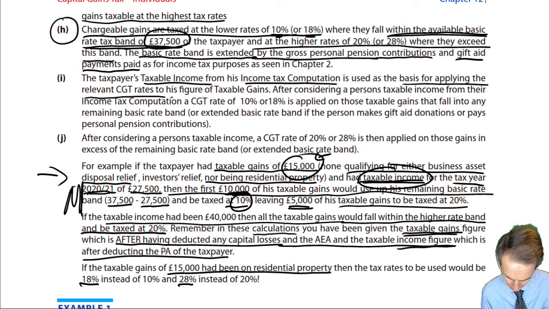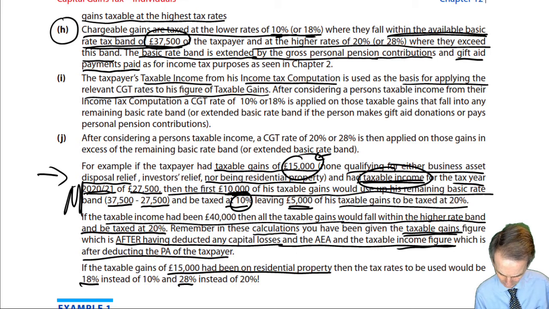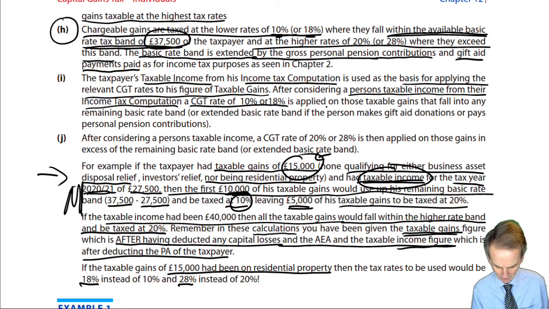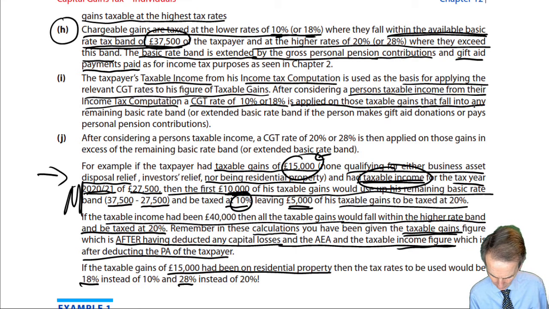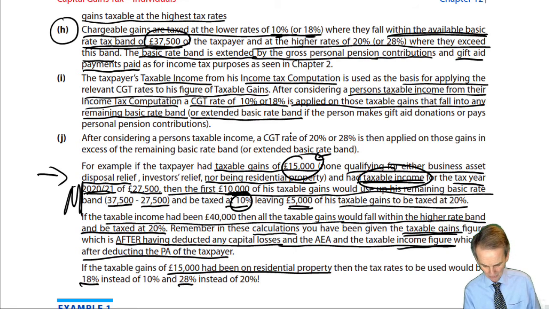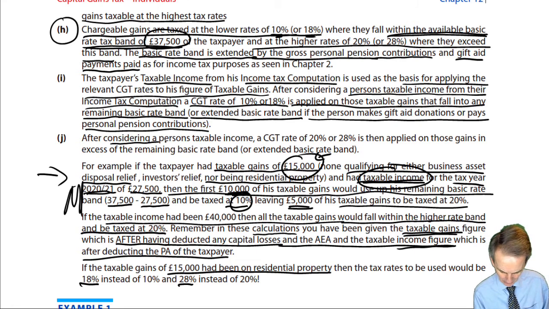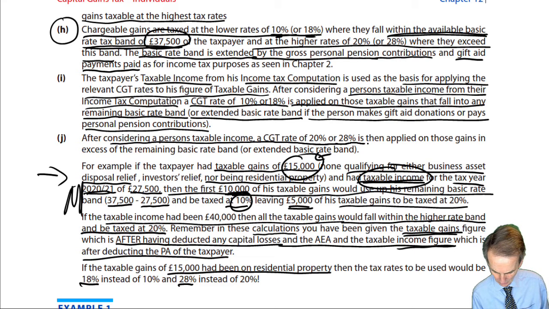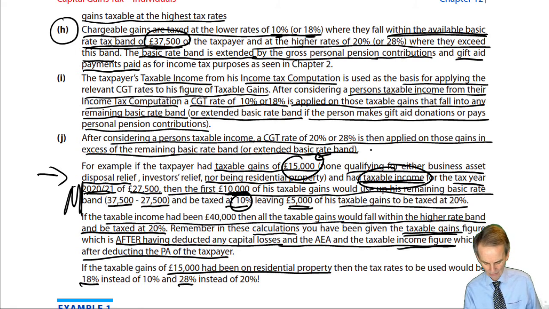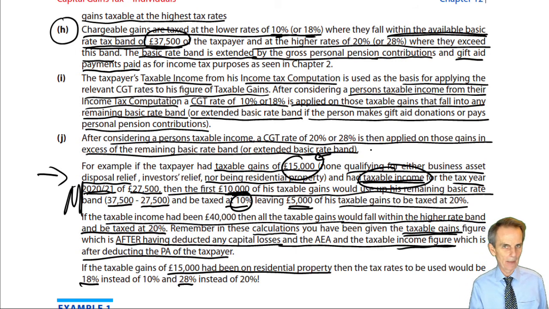As we said, the taxpayer's taxable income from his income tax computation is used for the basis of applying the relevant CGT rates to your figure of taxable gains. After considering a person's taxable income, a CGT rate of 10% or 18%, other assets or residential property, is applied on those taxable gains that fall into any remaining basic rate band, or, as we've just seen, extended basic rate band. That would apply if the person makes gift aid donations and or makes personal pension contributions. After considering the person's taxable income, the CGT rate of 20% or 28% is then applied on those gains in excess of the remaining basic rate band or extended basic rate band.